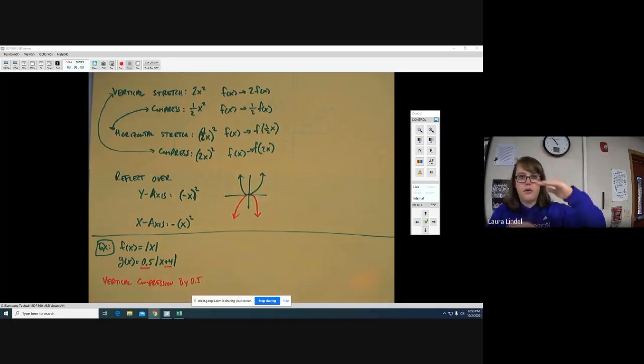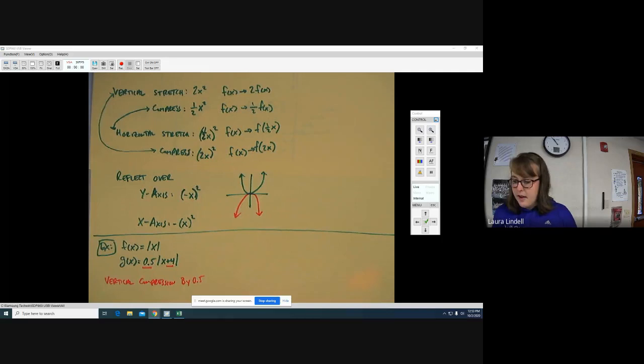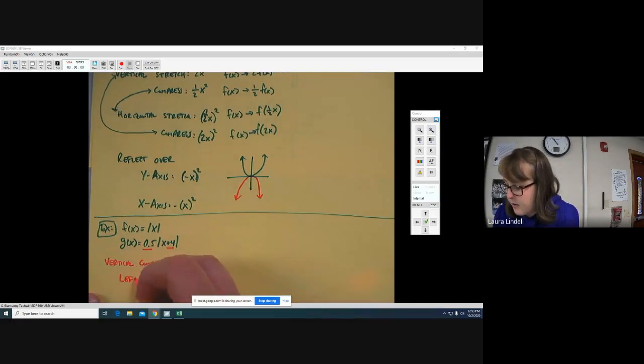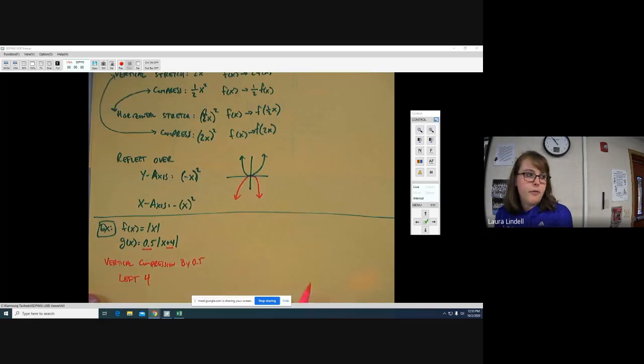So it's going to look shorter and fatter. And then it's either moving left, right, up, or down. What direction are we moving this thing? Yeah, we're moving it to the left, everything you own in a box to the left. Moving it left 4.